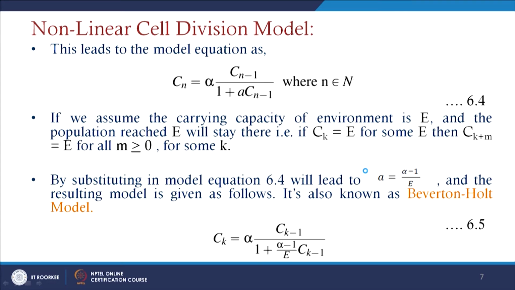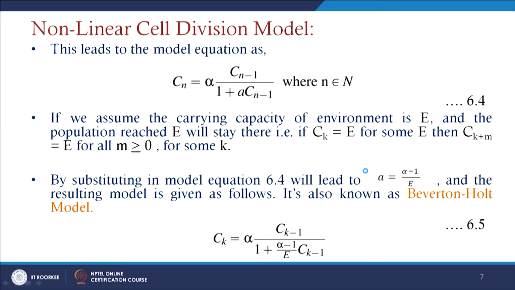If we assume the carrying capacity of the environment is E, and the population that reaches E will stay there, that is, if C_k equals E for some k, then C_{k+m} equals E for all m greater than or equal to 0. If we substitute this in the model equation 6.4, this leads us to A equals (alpha minus 1) by E.